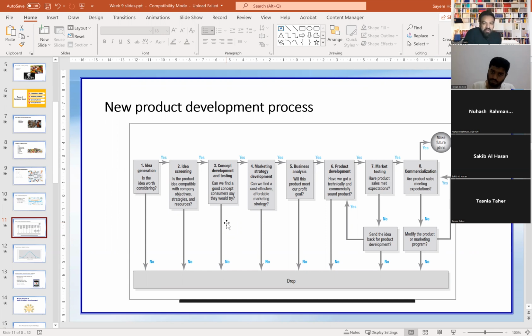In stage number 6, this is where you're starting to think about product development. Have we got a technically and commercially sound product? Okay.